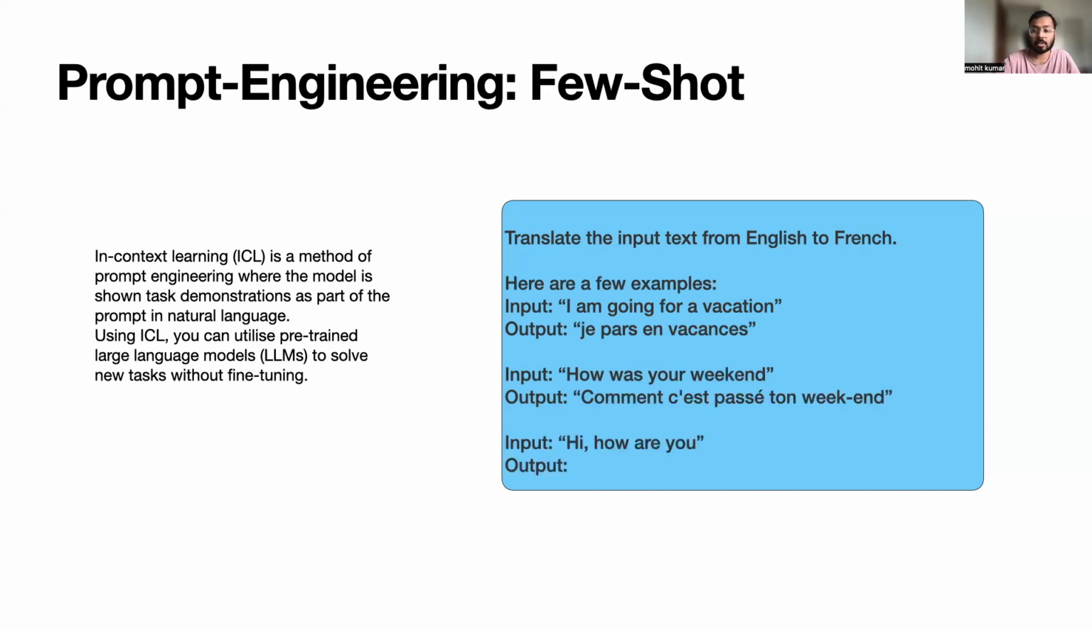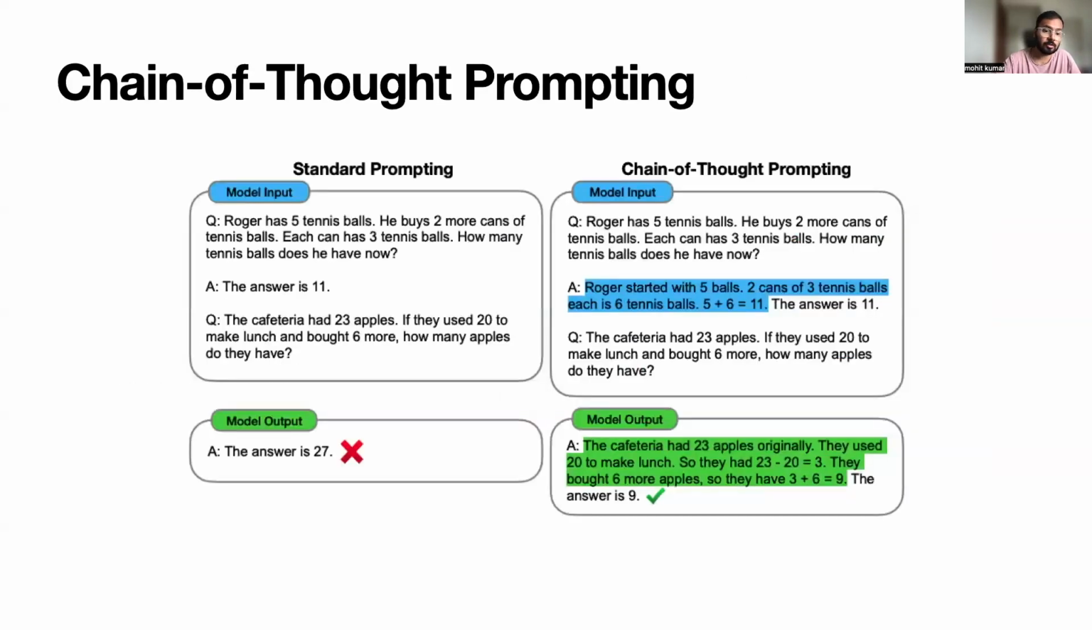Similarly, there can be few shot prompts where you add multiple examples. Usually if the tasks are more complicated, you should add more examples to cover different intricacies in the task. Okay, then there is something called chain of thought prompting. This is also very interesting.